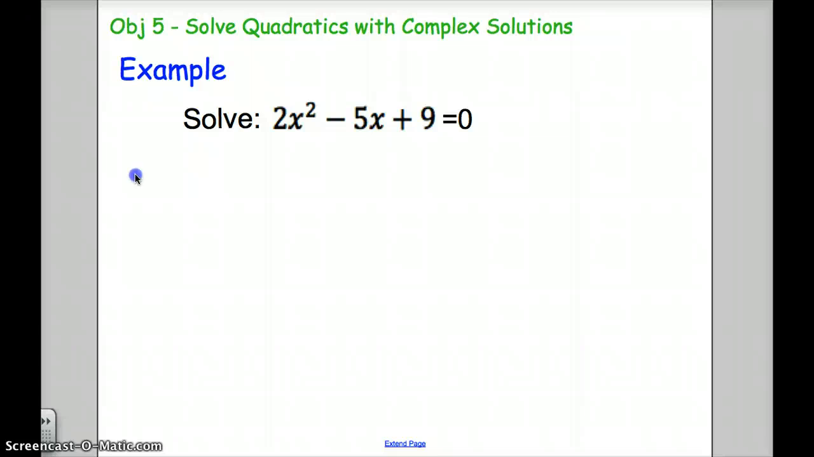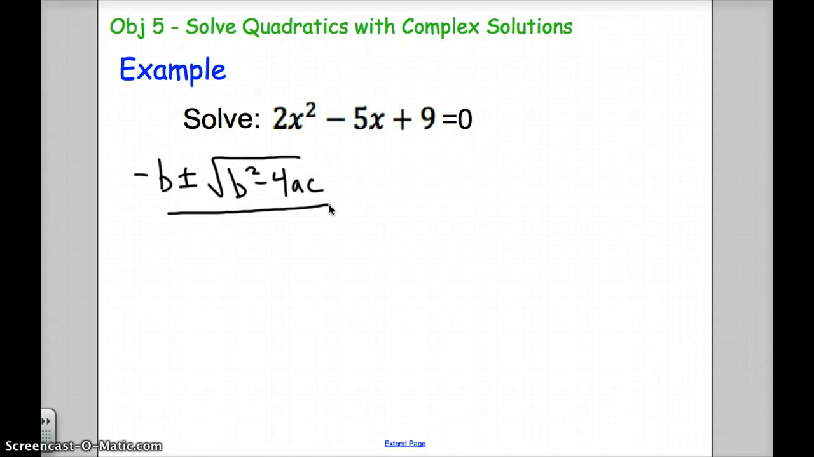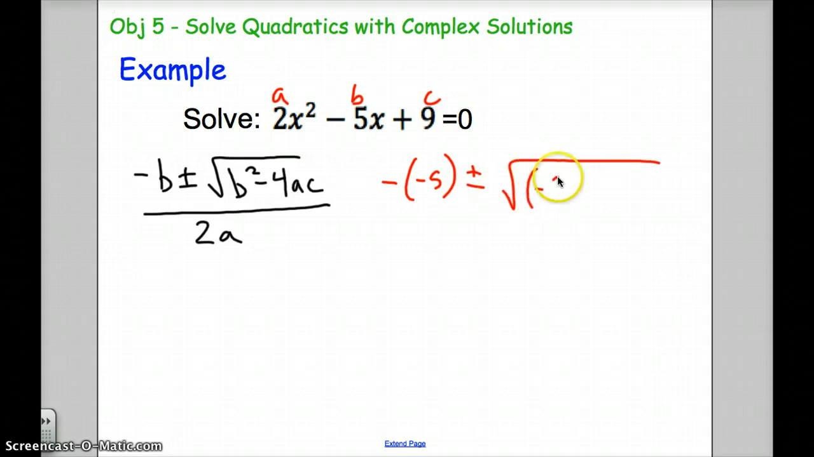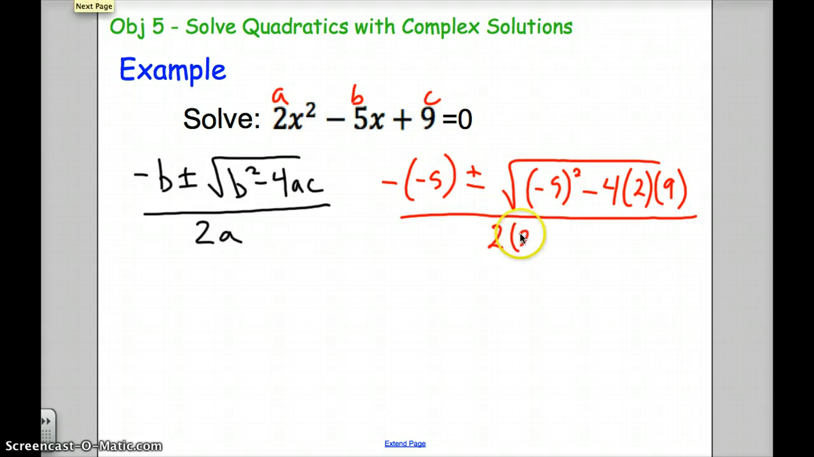So remember, the quadratic formula is the opposite of b plus or minus the square root of b squared minus 4ac, all over 2a. So it looks like my a is 2, my b is -5, and my c is 9. So I'm going to plug into my formula. The opposite of -5 plus or minus the square root of -5 squared minus 4 times a times c, all over 2 times a.